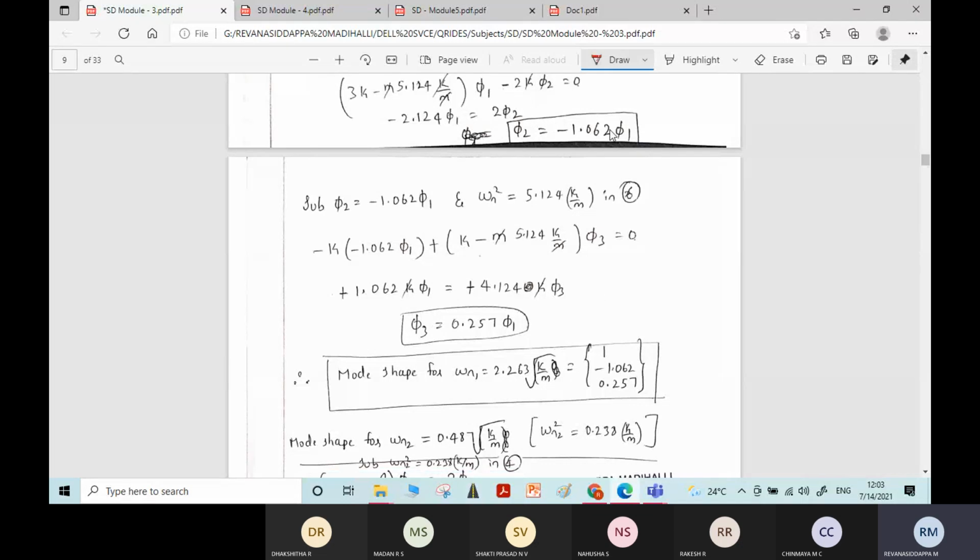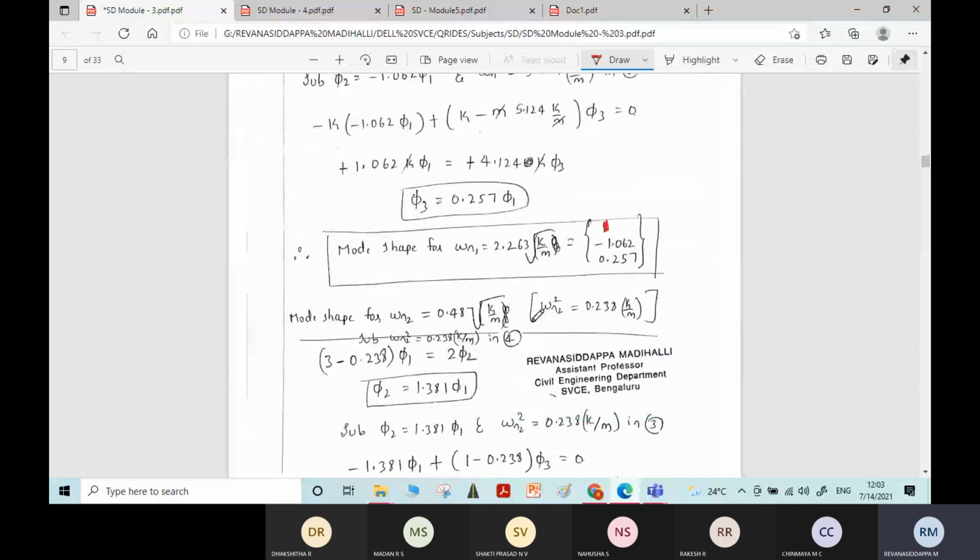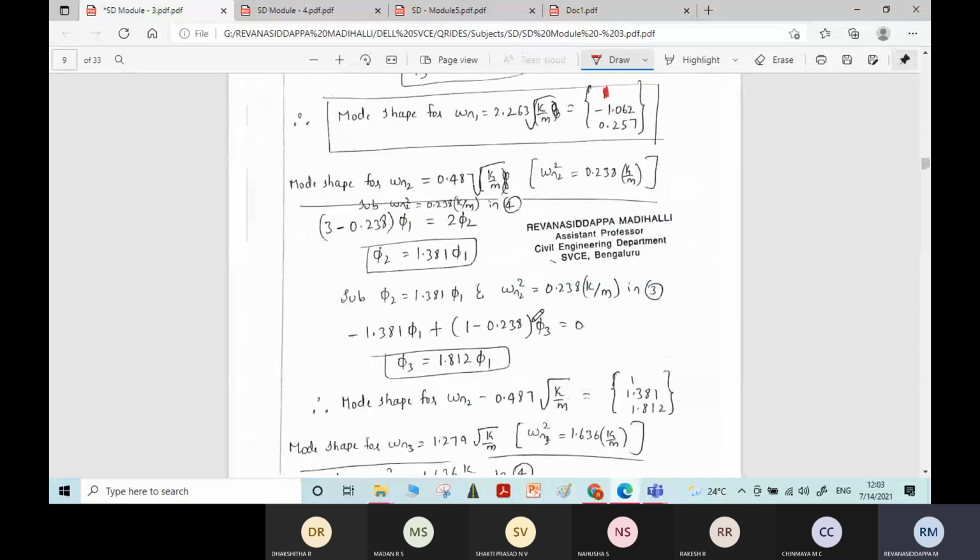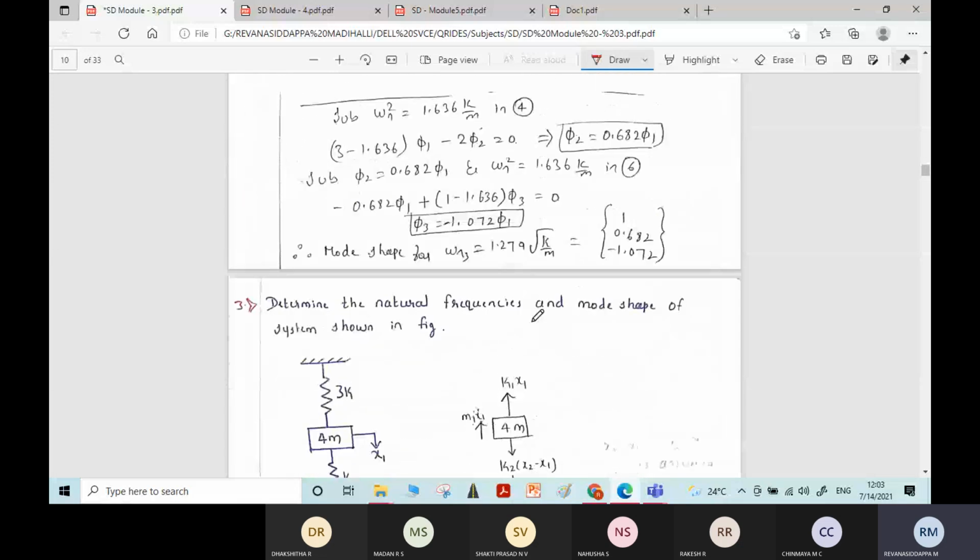If you assume pi 1 is equal to 1, or unit deflection, then pi 2 becomes equal to how much? Minus 1.062. Okay, pi 1 is equal to 1 is assumed. If you substitute pi 1 is equal to 1 here, minus 1.062. Here if you substitute pi 1 is equal to 1, 0.257. Okay, like this you got the mode shape for omega n1. Similarly, you need to solve for the mode shapes for omega n2 and omega n3.